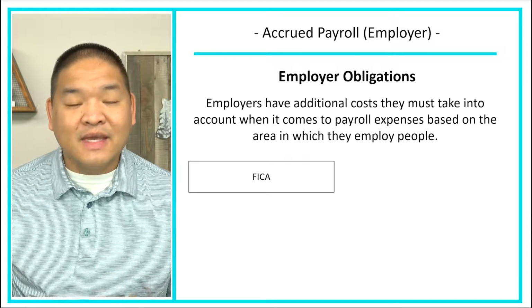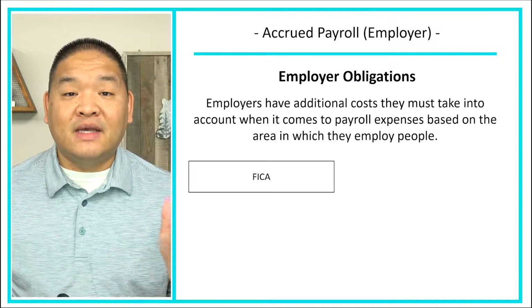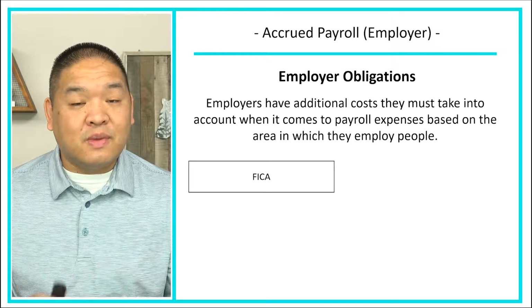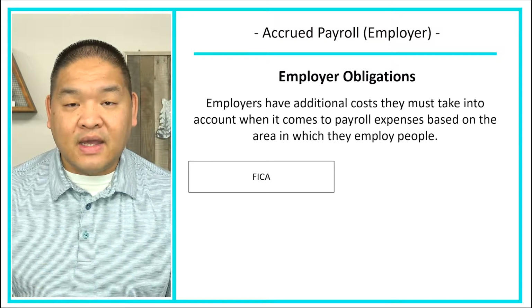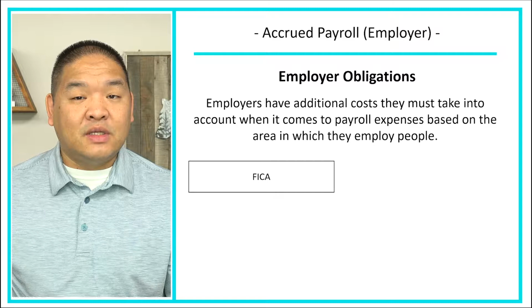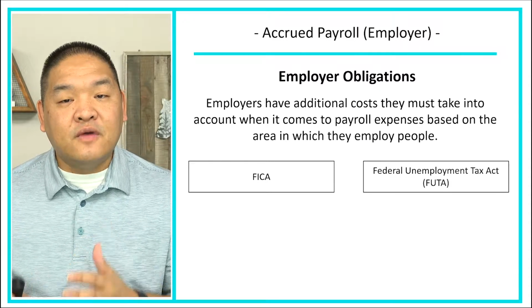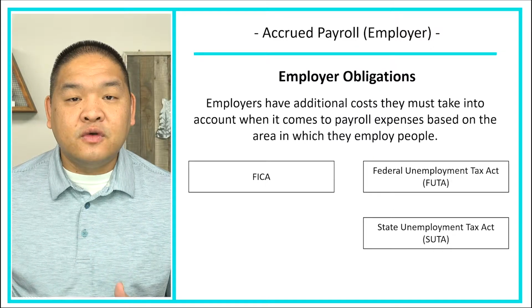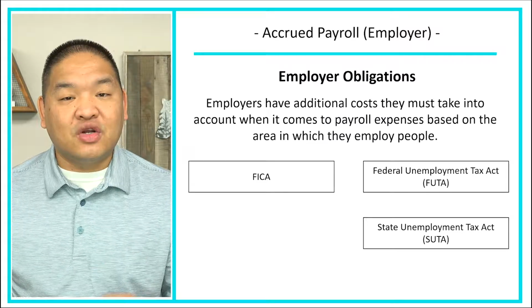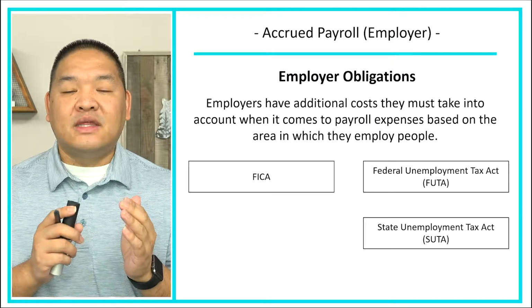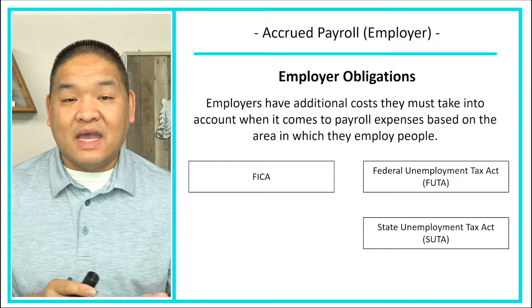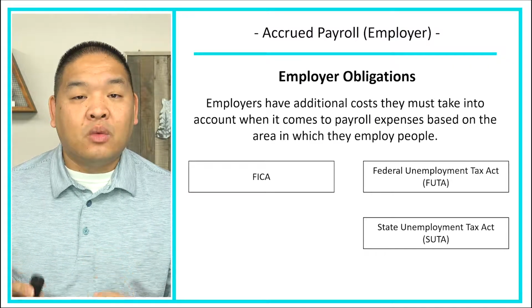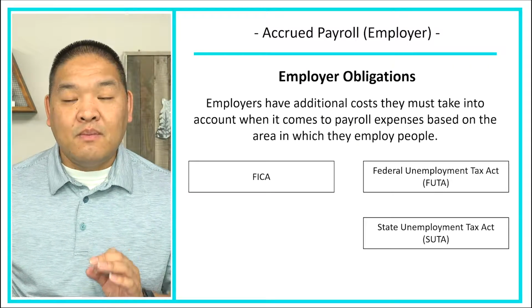So the first one here is FICA. We talked about FICA in the last lesson. Employers are responsible for their portion of FICA. The newest tax that we're going to be talking about in this lesson is FUTA as well as SUTA. FUTA is the Federal Unemployment Tax Act. And then SUTA would be the state version of the federal version. We'll talk more about that in a few minutes here.